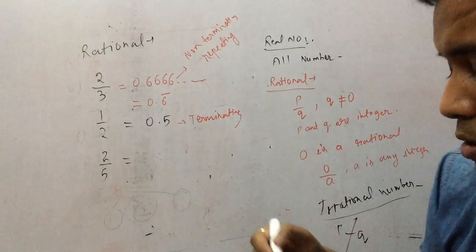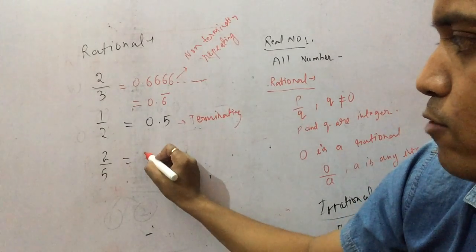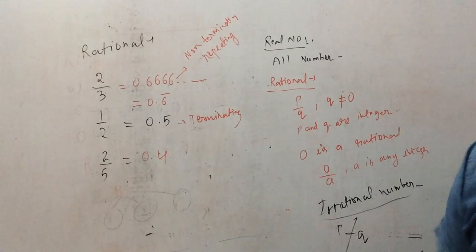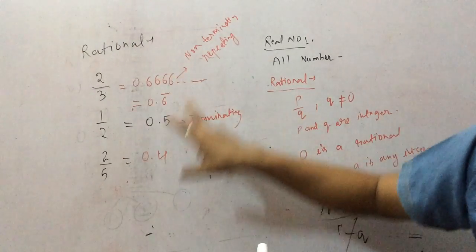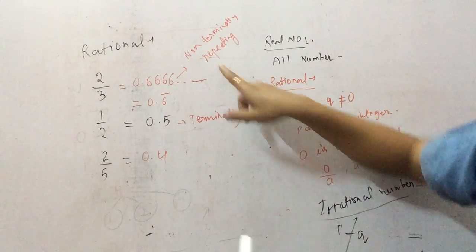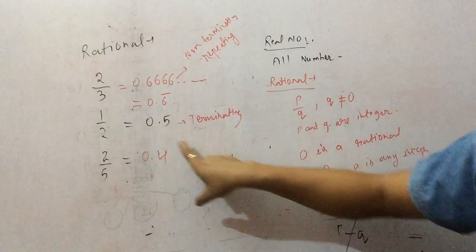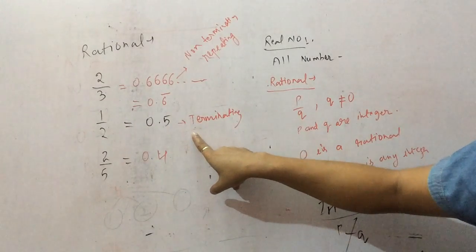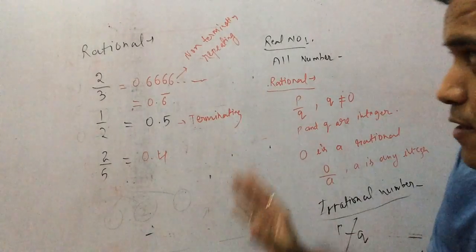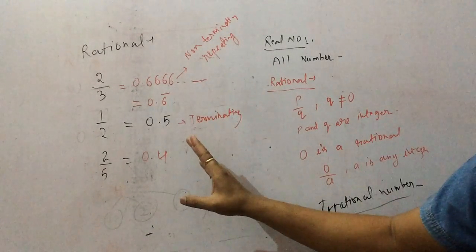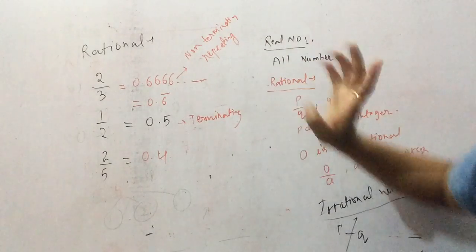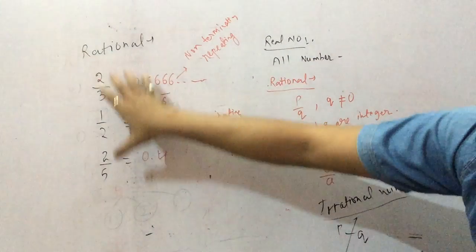Okay, what about 2 upon 5? The answer is 0.4. Again this is terminating. So rational numbers have either a non-terminating repeating or recurring decimal expansion, or a terminating decimal expansion. The decimal expansion of a rational number is either non-terminating repeating or terminating, like this. So all are rational numbers.